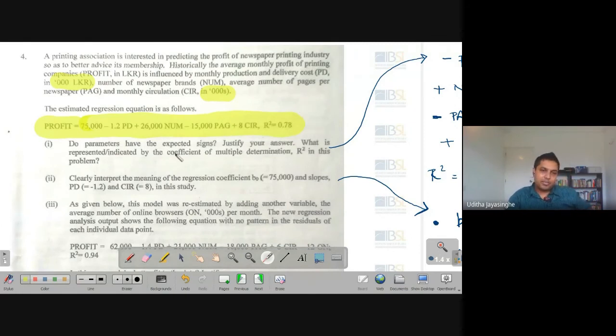Now it's all about the application. First part: do the parameters have the expected signs? Signs means positive and negative. Justify your answer. What is indicated by the coefficient of multiple determination, this R square, in this problem? First part, we will go through.